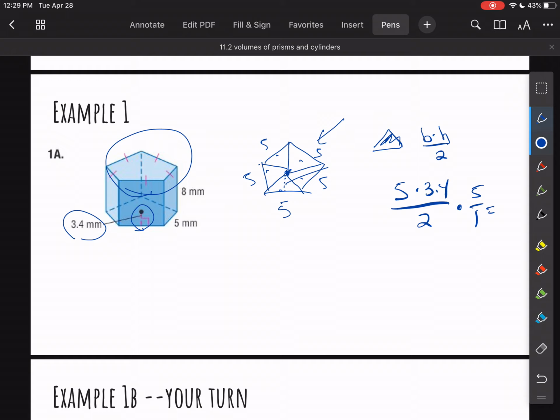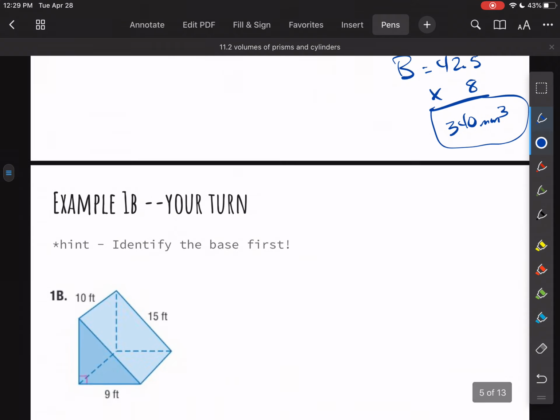5 times 3.4 times 5 gives us, give me 1 second, 25 times 3.4 gives us 85. 85 divided by 2 gives us 42.5. Okay, so that's the surface area of our base. That's our B, right? B equals 42.5, the surface area of our base. Then I'm going to multiply that by our height. Our height is 8. So if we multiply that by 8, you get 340 millimeters cubed. Don't forget to cube your labels.